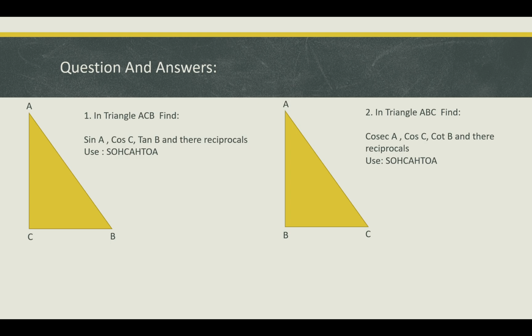Here are two questions based on my first video, which was on Katoa. You have to find the sine, cos, tan, cosec, sec, cot and their reciprocals using Katoa. I don't need the numerical values, I need the alphabetical values.